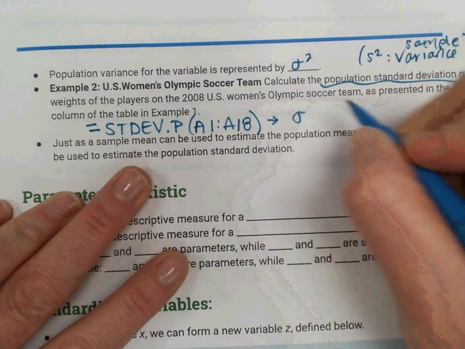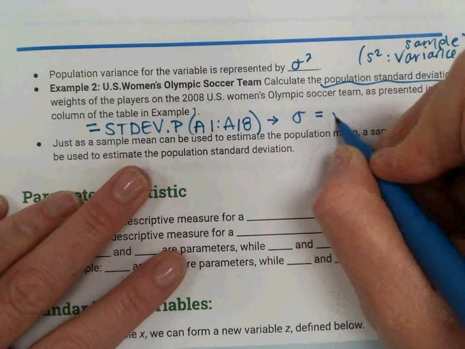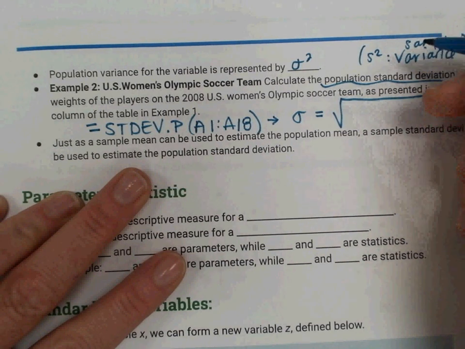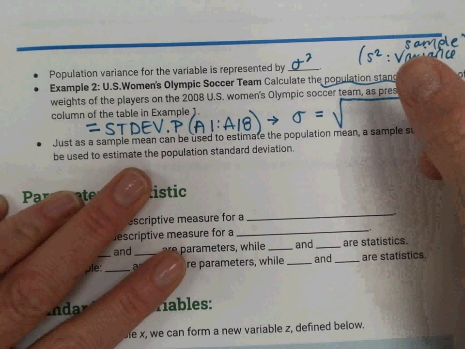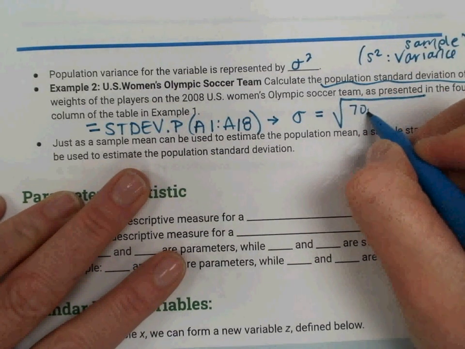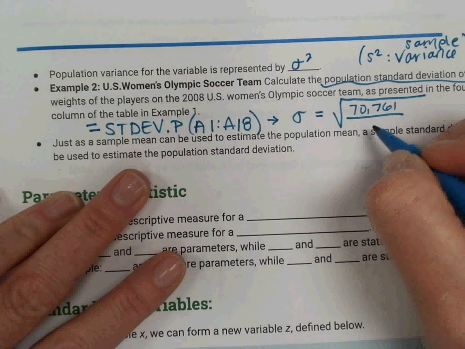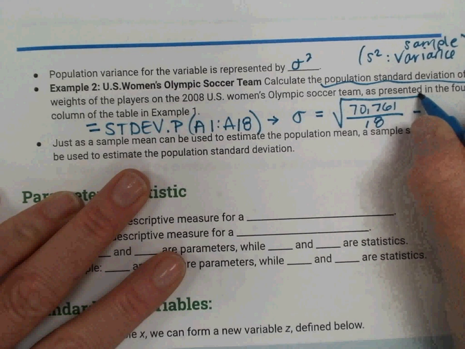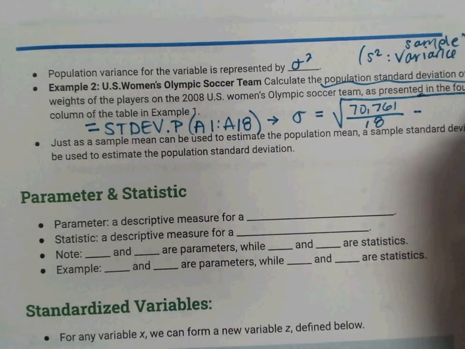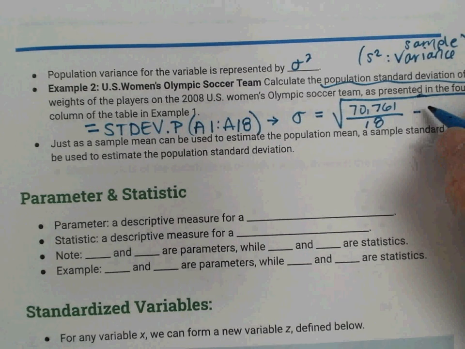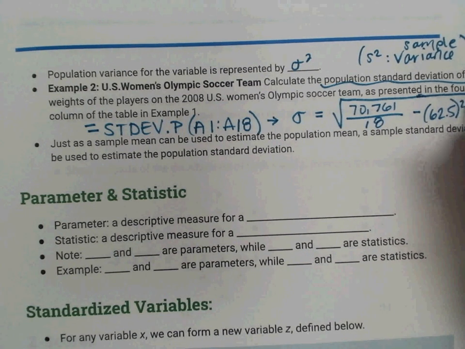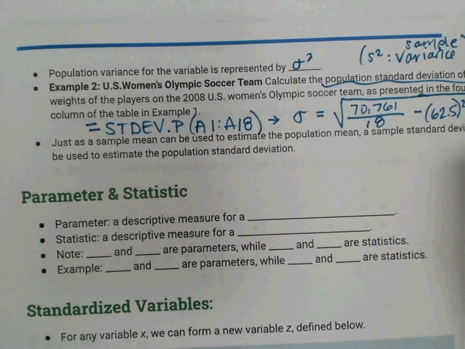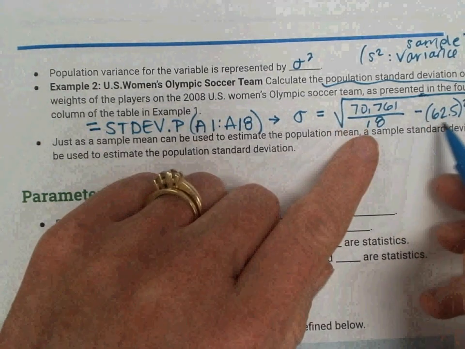It's equivalent to if we were to add up all of the values, the difference between the value and the mean squared would be 70,761 divided by the population, and then there are different ways to do this. We could subtract the mean squared, and that gives us 5.0 kilograms.